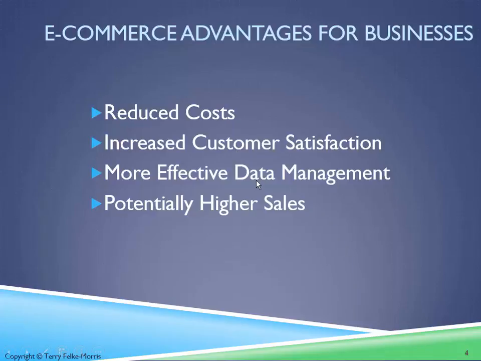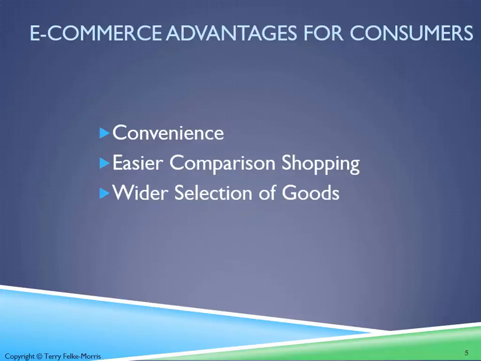More effective data management. Amazon probably has one of the slickest databases, I'd imagine, in the world. Potentially higher sales, because if you're a bookstore that only exists in one town, but you put your stuff online, now you basically have opened yourself up to the world. Convenience, again, as I mentioned, the old joke about sitting there in your bathrobe and slippers buying things online. You're able to do that.